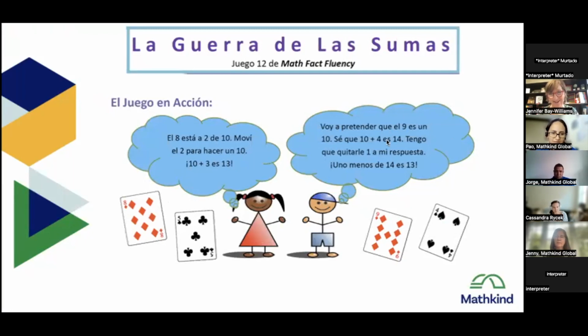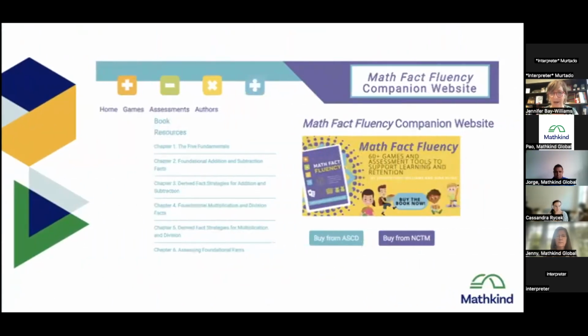He's using the other strategy that we're not working on today, but he could take 1 from the 4 and move it over and have 10 plus 3. And you might notice that this is in Spanish. That is because with this book that I have written, my colleagues here where I live in my state, which is called Kentucky, they have developed this website.